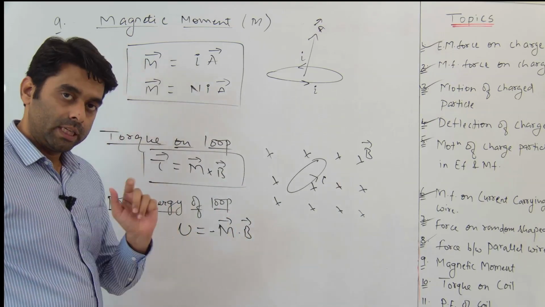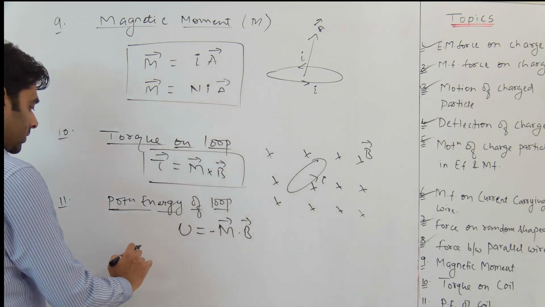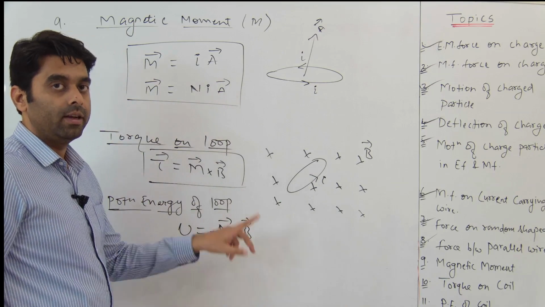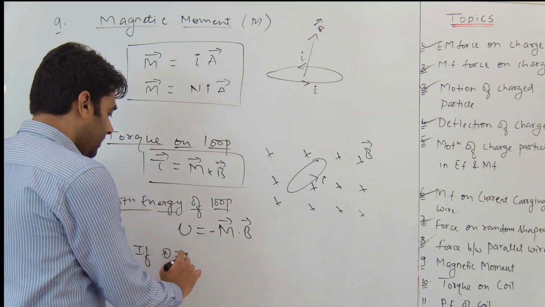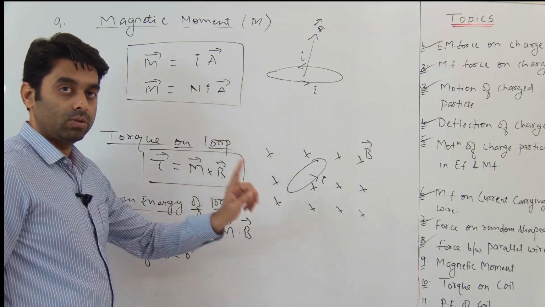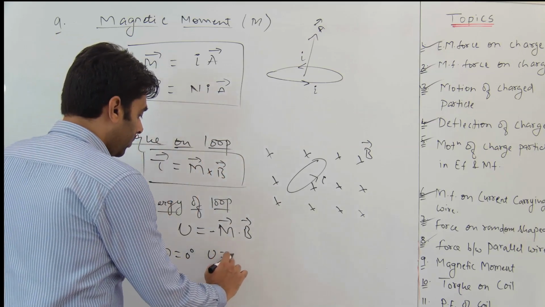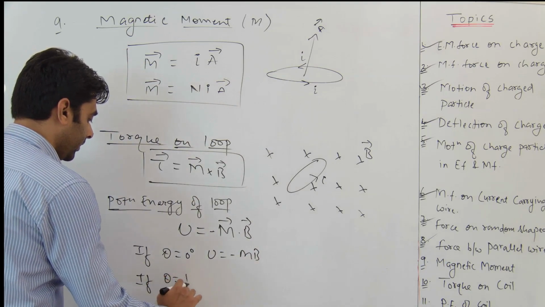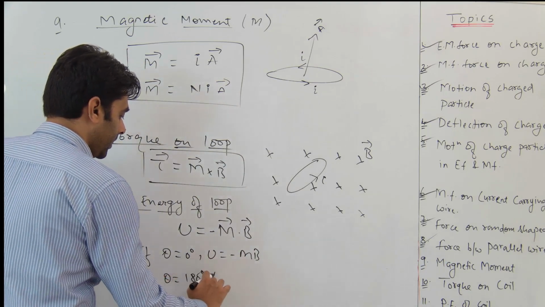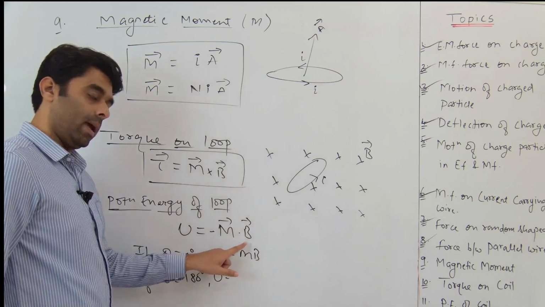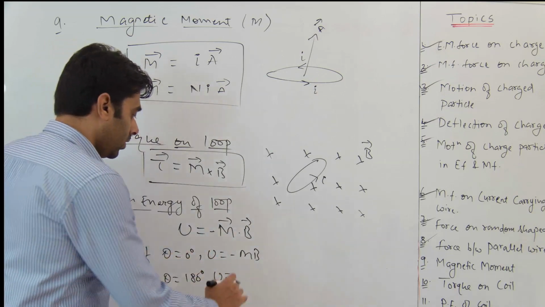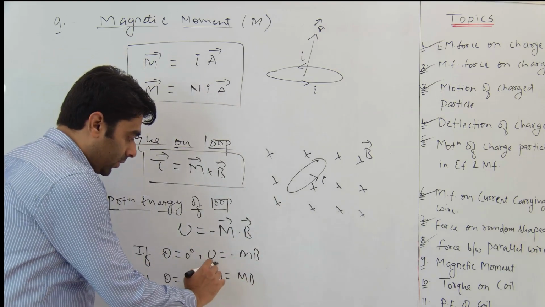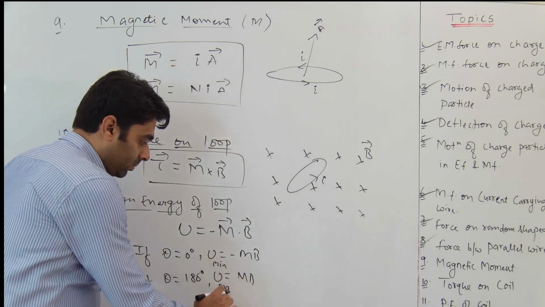Over here, there are some points we should keep in mind. Let's suppose the angle between your magnetic moment and your magnetic field is 0, that means theta is equal to 0 degrees. Then U is minus MB cos 0, so the U value will come out to be minus MB. If theta is 180 degrees, then U is minus MB cos 180, minus minus plus, so the U value will be MB. This is your minimum potential energy and this is your maximum potential energy.